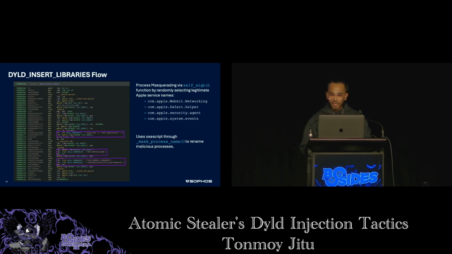Next up is masquerading the process itself. The self-sign function would go ahead and call the mask process name and grab one of these four hard-coded process names from the host environment, because these are all benign processes. You have networker, helper, security agent, and system events. So it will act like one of these processes and run it as a child process. It also uses OSScript to run all this stuff.